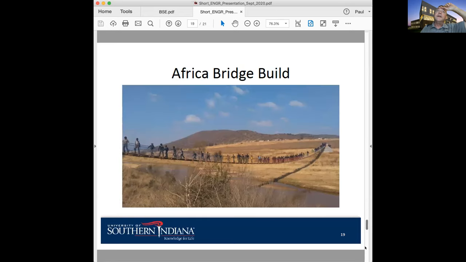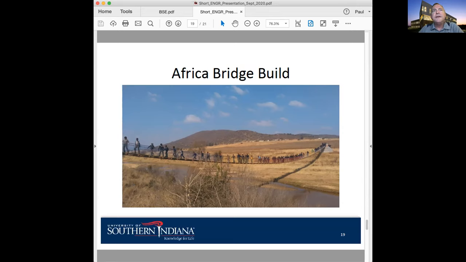Another project we are really, really proud of is our Africa bridge build. And we do this through our Engineers in Action student chapter. So what you're seeing here is the bridge that we built in Africa. And you see this little river down here, just looks like a little old creek, not a real big deal. But what happens is you have schools, churches, stores, et cetera, on one side of the river. And on the other side of the river, you have where people live, the residential areas.